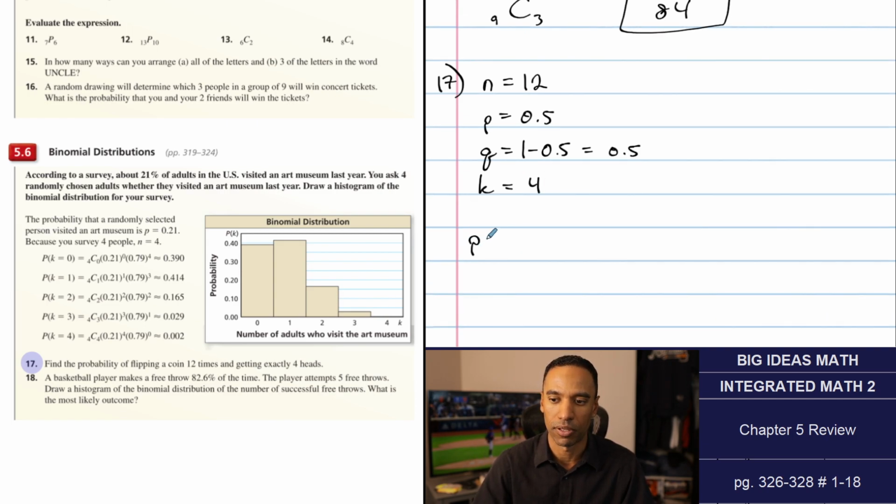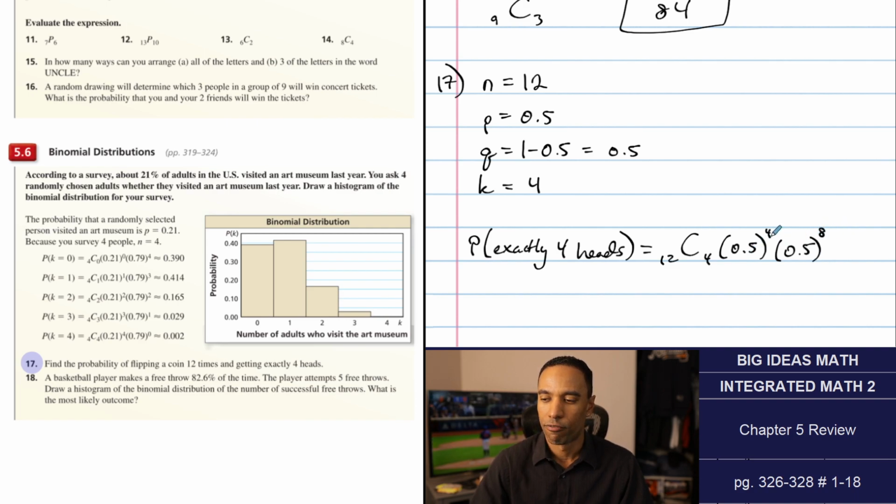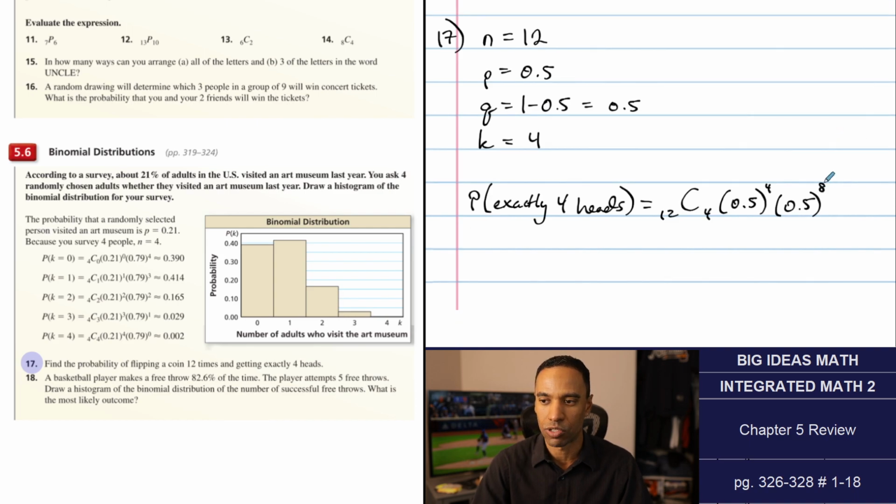We're going to find the probability of exactly 4 heads, where we're going to do N choose K times probability of success raised to the 4th power times probability of failure raised to the 12 minus 4 power. 4 heads landed on and 8 tails landed on. So we're going to calculate it that way. In my calculator, I can do 12 choose 4 times 0.5 to the 4th power times 0.5 to the 8th power, which really is just a way of saying 0.5 to the 12th power.